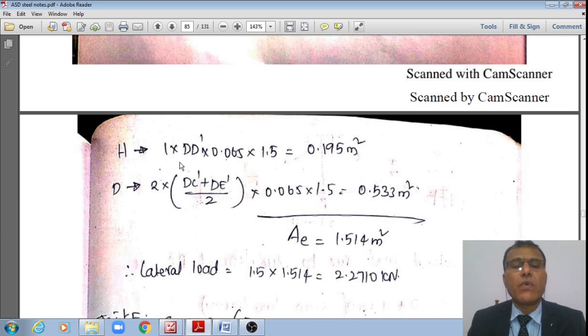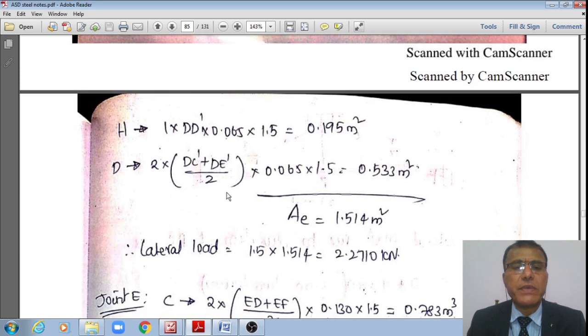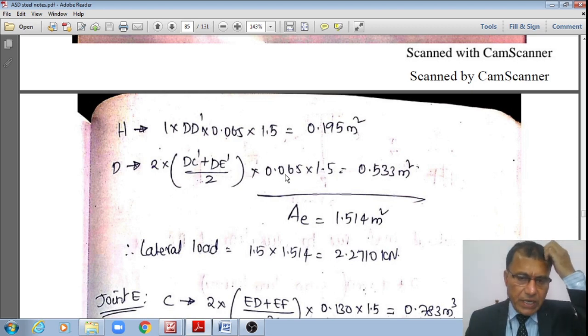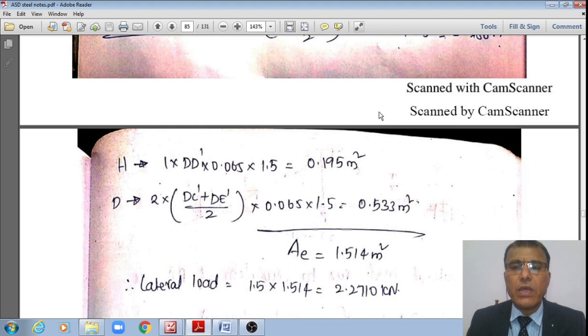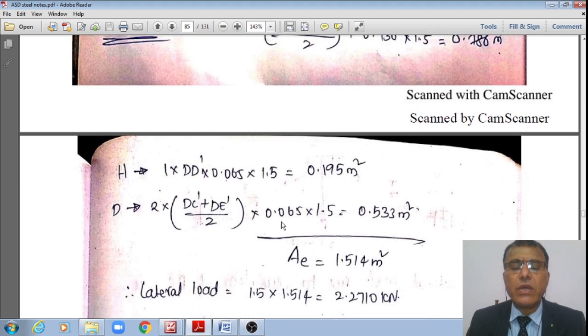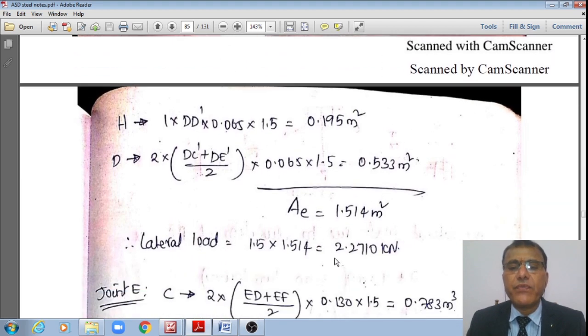And horizontal, one DD prime, its length I know, its size is 65 mm, that will be 1.5, it works out to 0.195 meter square. And the diagonals, 2 DC prime plus DE prime divided by 2, each of 65 by 65 size, therefore 65 plan area multiplied by 1.5 is equal to 0.533. Therefore the summation of all three is equal to exposed area 1.514 meter square.